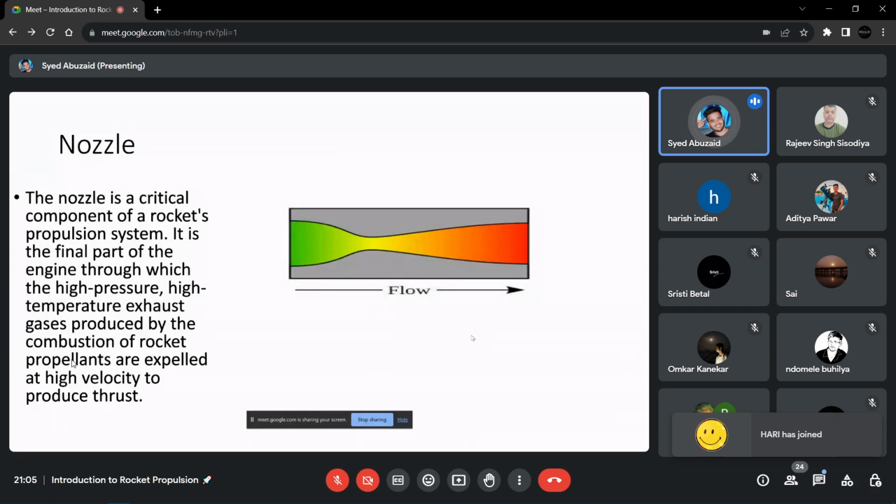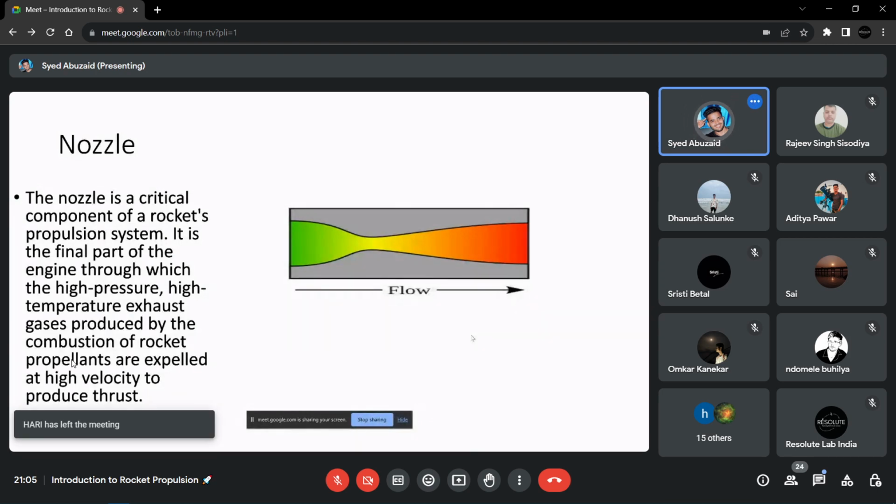It works in both solid rockets and liquid fuel powered rockets. There are different types of nozzle. One is the divergent nozzle. Another is the convergent divergent nozzle. In liquid propulsion systems, they use the convergent divergent nozzle because if you want to fly your rocket beyond the speed of sound, at supersonic or hypersonic speed, we need to use a CD nozzle, a convergent divergent nozzle.